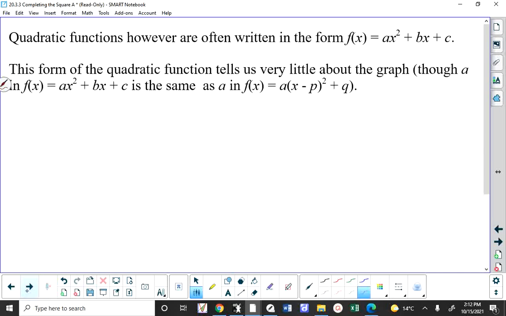Quadratic functions, however, are almost always written in standard form. They're not very often written in vertex form. They're very often written as y equals ax squared plus bx plus c. And we've already mentioned this.